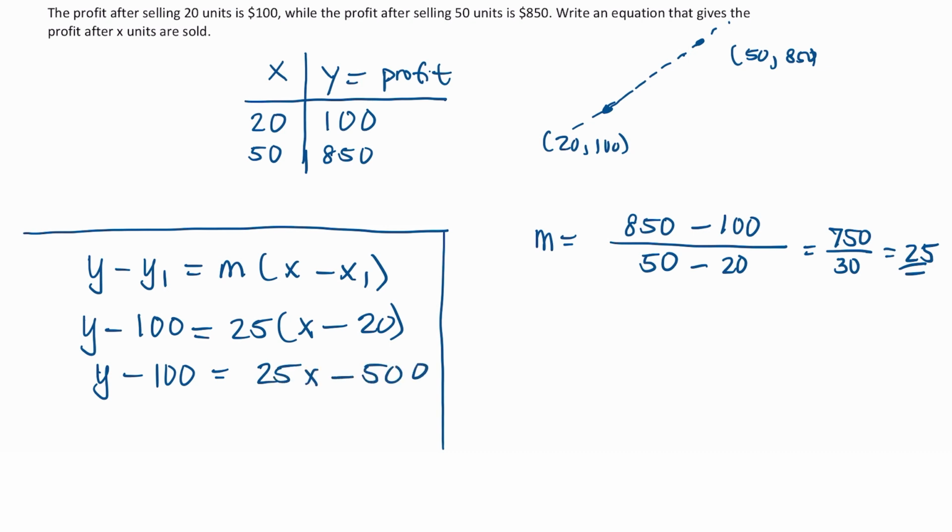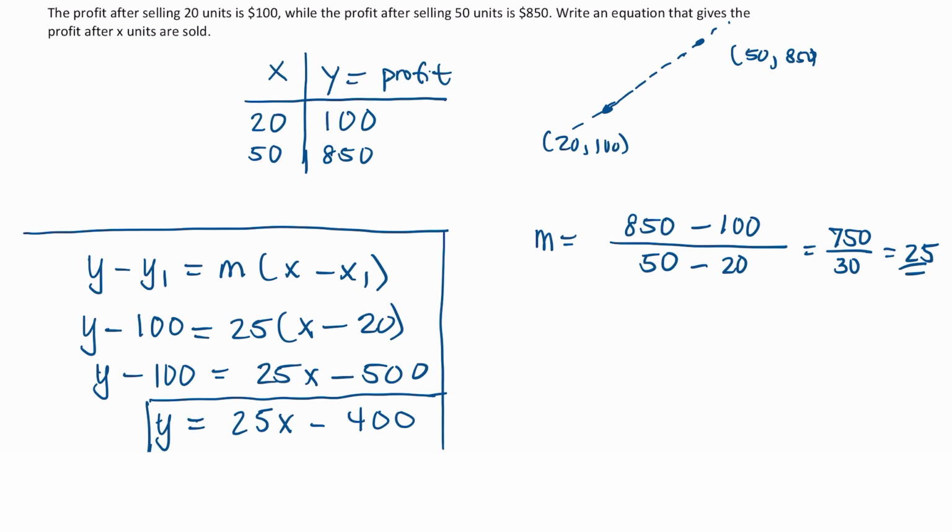And remember, we usually like these solved for y, so I'm going to add 100 to both sides. So it's going to give us as a final equation, y equals 25x minus 400. And that is the equation of the profit after X units are sold.